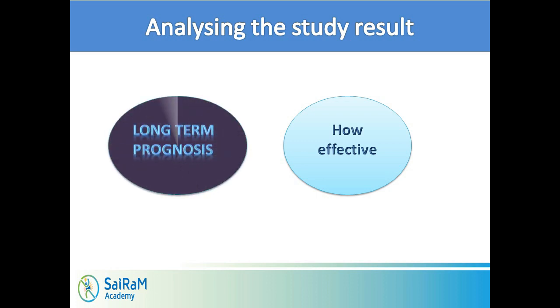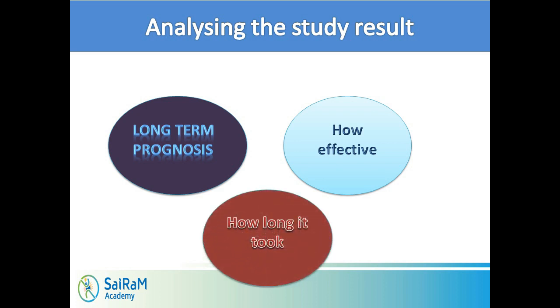The next important thing is the long-term prognosis. Okay, group A was effective, but how long has the improvement been sustained, whether the study has looked at the long-term outcome of the intervention or not. If the study has included a long-term outcome or prognosis, then the internal validity is good. And the third very important thing is how long it took for the intervention.